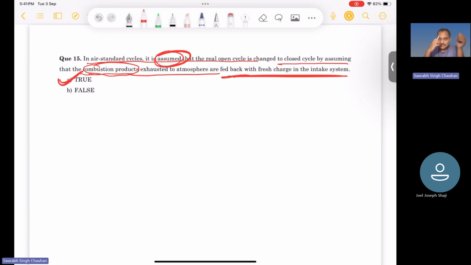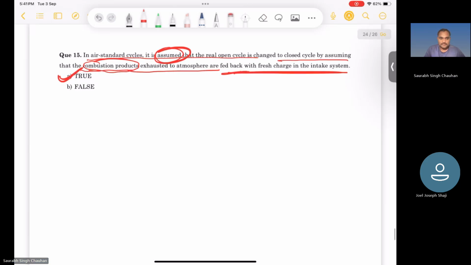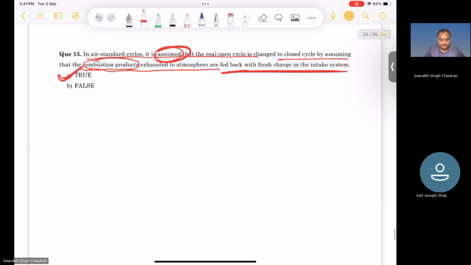Diesel engines, petrol engines, or your aircraft jet engines are internal combustion engines, because combustion is taking place inside your combustion chamber, and every time you are getting fresh charge and throwing the waste gases or exhaust gases into the atmosphere. So if it's clear, then we can move to the next question.